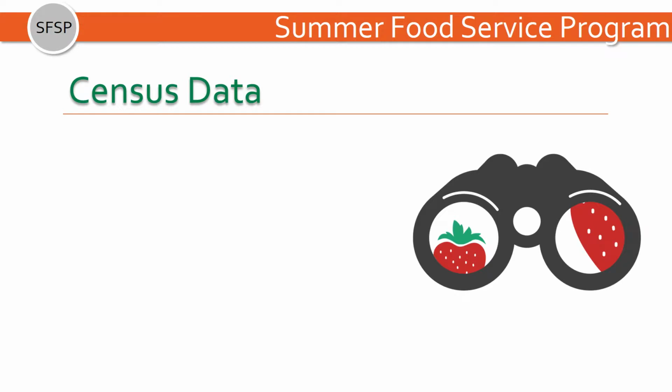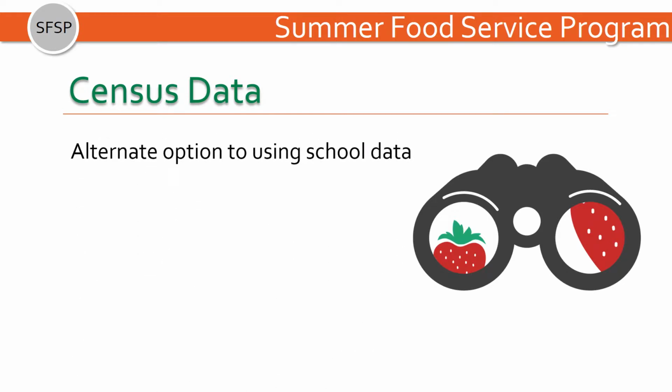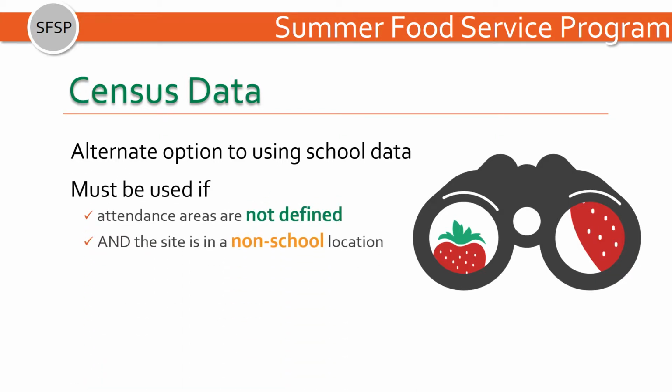Sponsors also may document the area eligibility of their proposed open or restricted open sites on the basis of census data. This is an alternate option to using school data. However, if the school district does not have defined school attendance areas, the use of school data is not permitted for non-school sites. In this case, census data must be used to determine area eligibility for the National School Lunch Program and Summer Food Service Program.